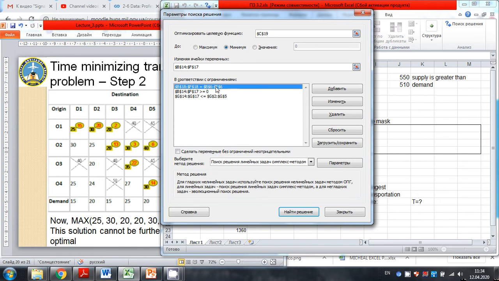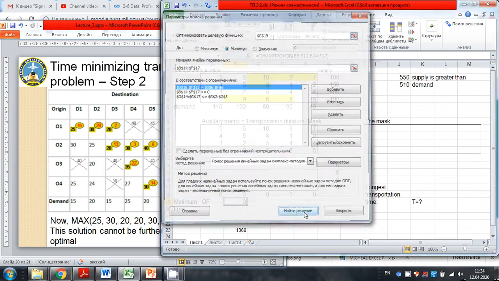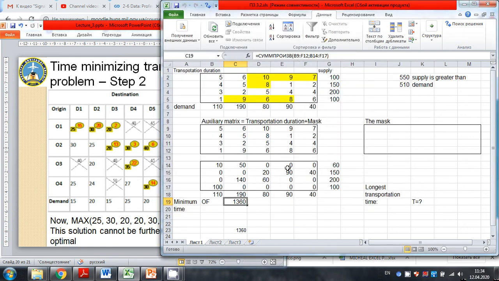Total demand at every destination should be met, should be satisfied, so it should be greater or equal than total demand at the destination. So we find a solution. This is the result of our first step, first iteration.